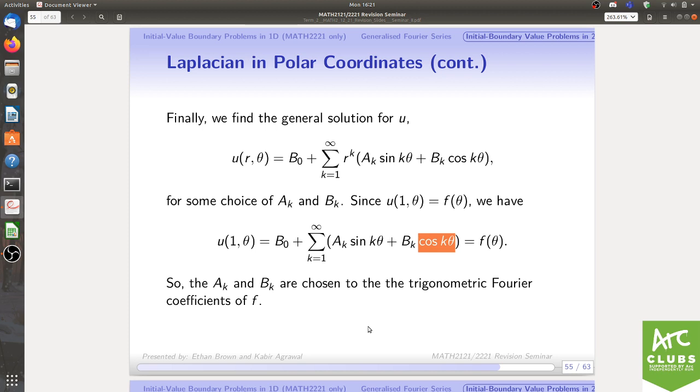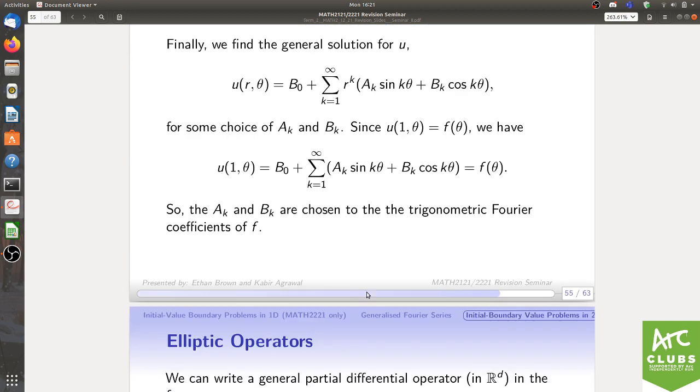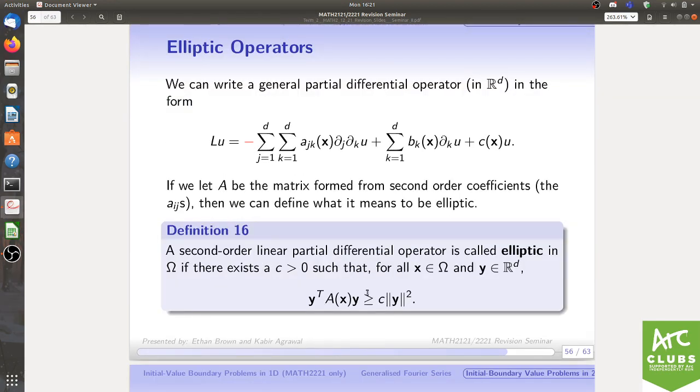As far as I can tell, 2121 doesn't go past two dimensions, so you won't need to worry too much about that. But at the end of the day, they're all done in pretty much the same way, so you can take some comfort in that, I suppose. Okay, so the next bit is regarding the elliptic operators.